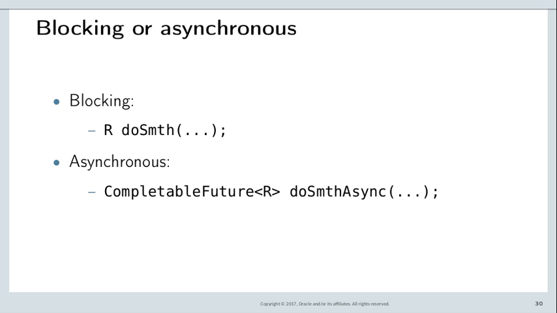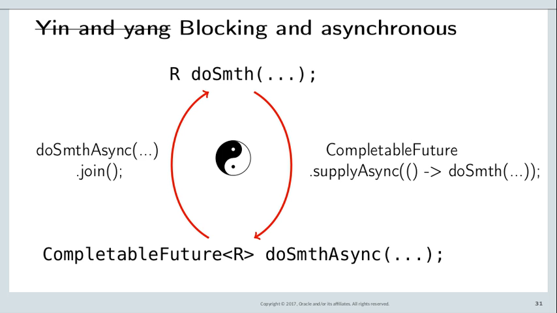The question is, do we really need to implement both functions independently, or could we just express one function via another? Yes, theoretically we could do that. If we have an asynchronous API initially, to do something synchronously we could get our completable future, our asynchronous result, and just do join and wait at that point. It's a simple way. We got our blocking API.